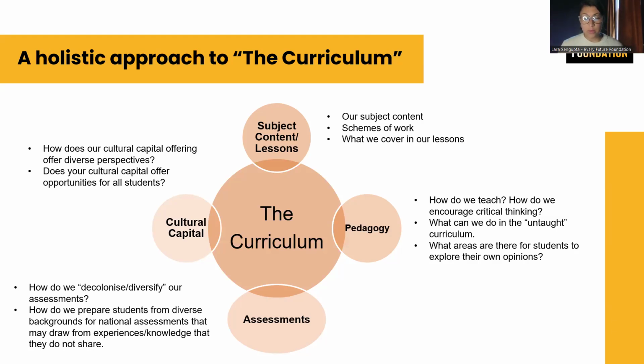Then we have pedagogy. So how do we teach? How do we encourage critical thinking? This would be like highlighting in certain areas what voices are present here, what voices aren't present here. What do you think the purpose of having one voice present and the other voice wasn't? Encouraging them to develop and hone their critical thinking skills. What can we do in the untaught curriculum? And what areas are there for students to explore their own opinions? This can also be discussing things like social justice and systemic problems that perhaps they want to get involved with solving in their communities and things like that.